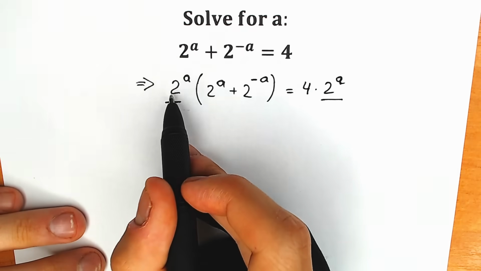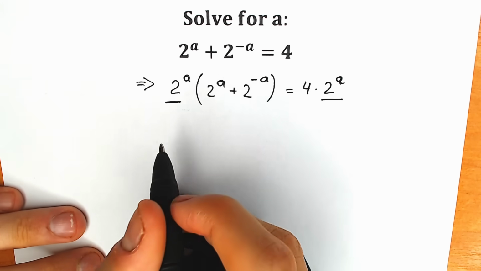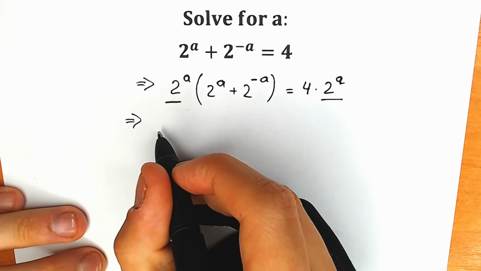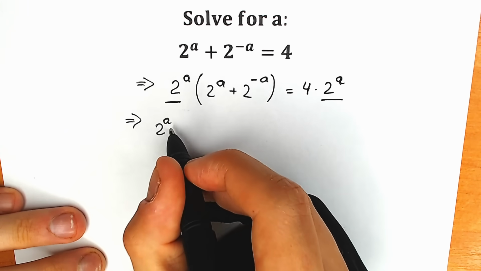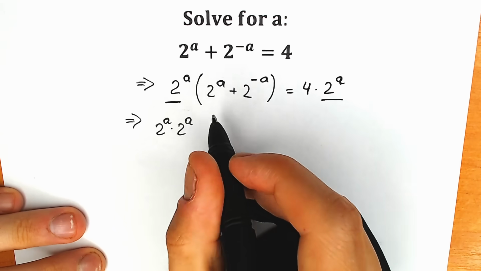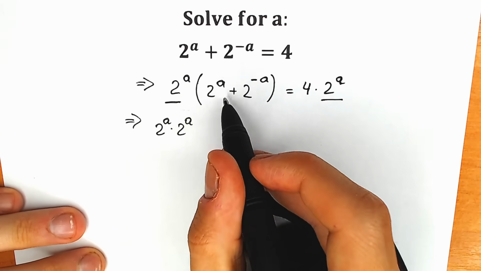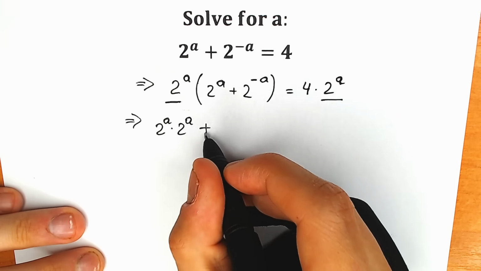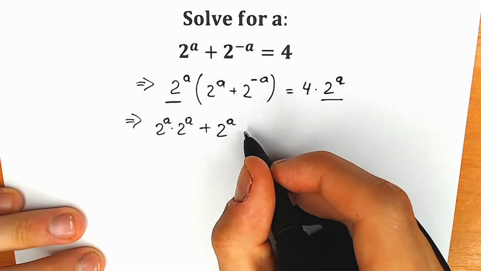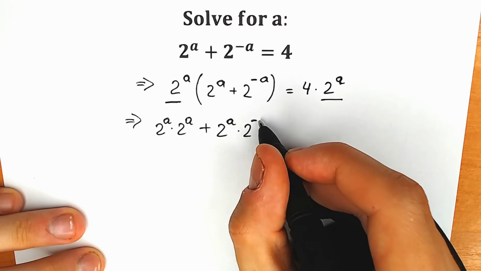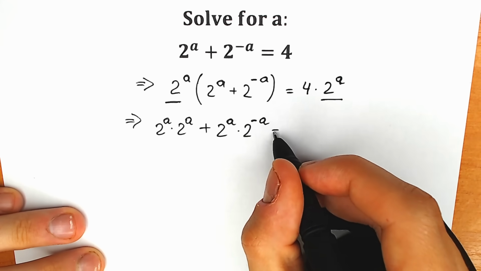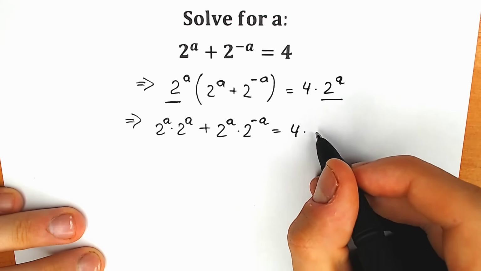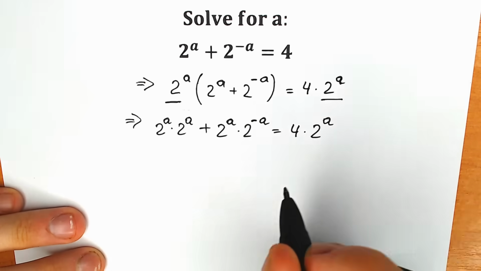What we're gonna do next? Let's multiply this 2 to the power a by these parentheses. As a result, what do we have? We have 2 to the power a times 2 to the power a. Yeah, we're gonna multiply these both, and right here 2 to the power a times 2 to the power minus a. So plus 2 to the power a times 2 to the power minus a equal to 4 times 2 to the power a. Right now, let's look closely.